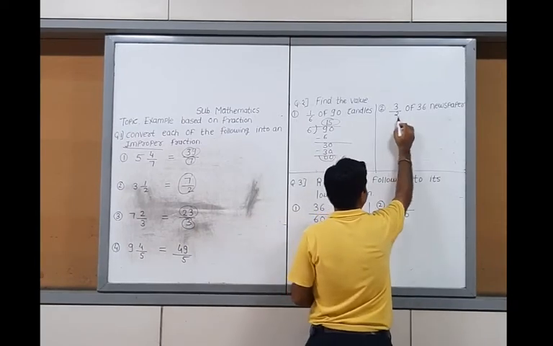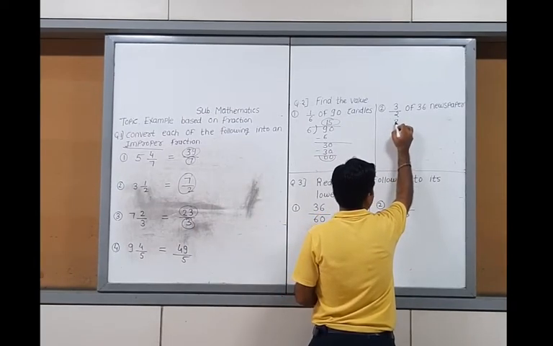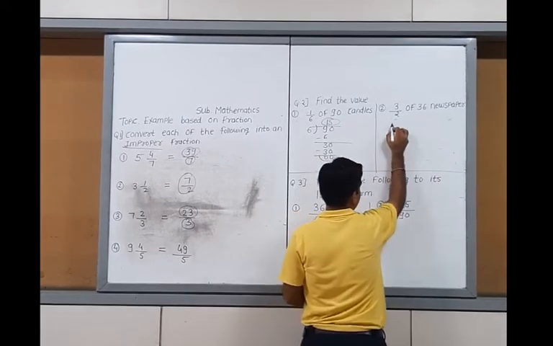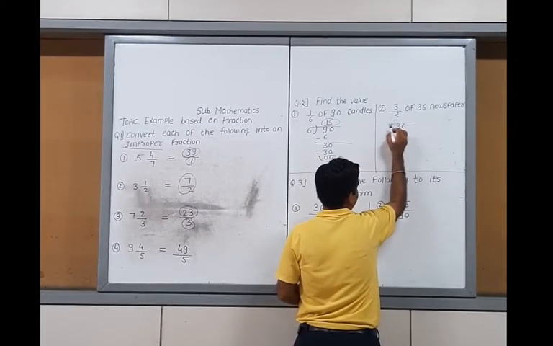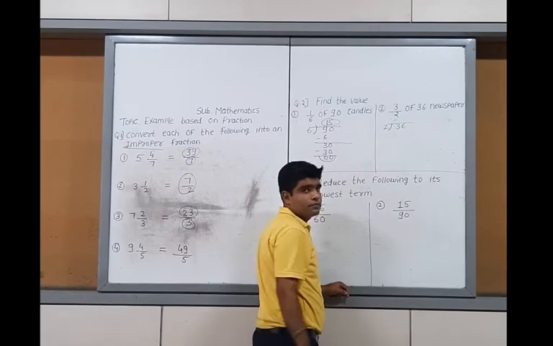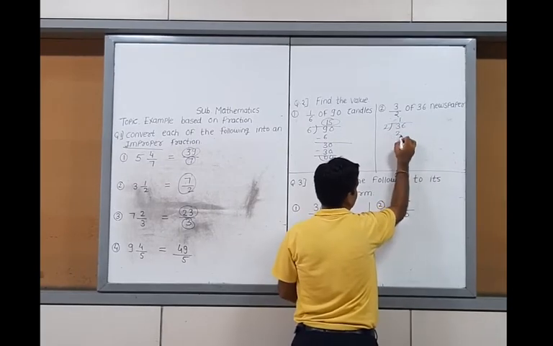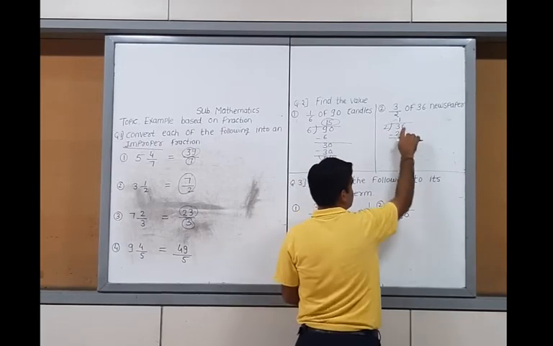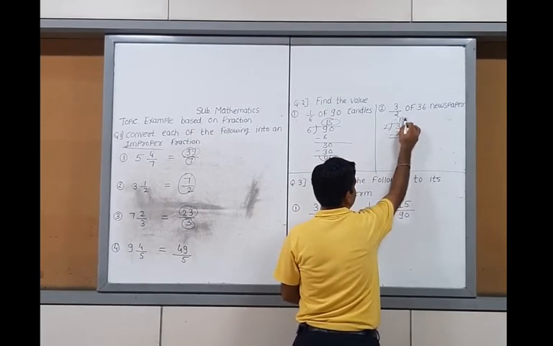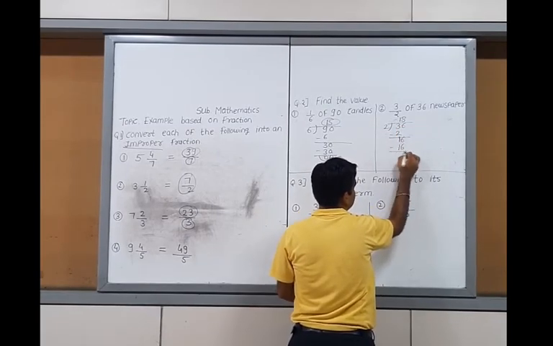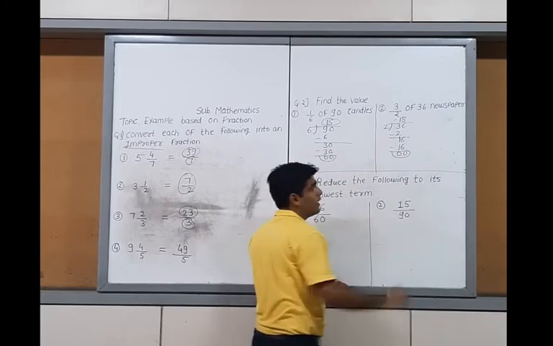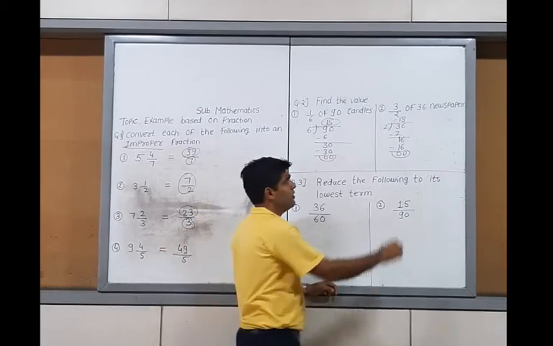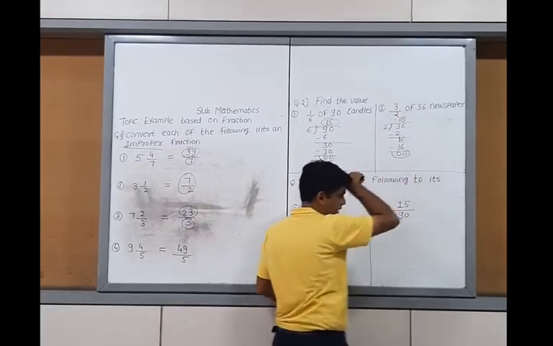Now see. First of all, we have to divide 36 by 2. 2 1s are 2. 3 minus 2 is 1, and the 6 also comes down. 2 8s are 16. The remainder is 0, and 18 is the answer of the division. But we have to find the 3 upon 2 parts.